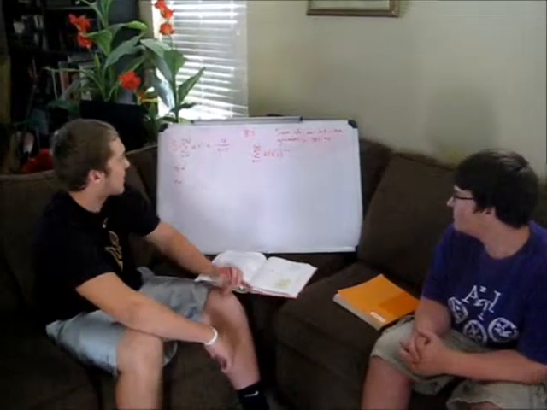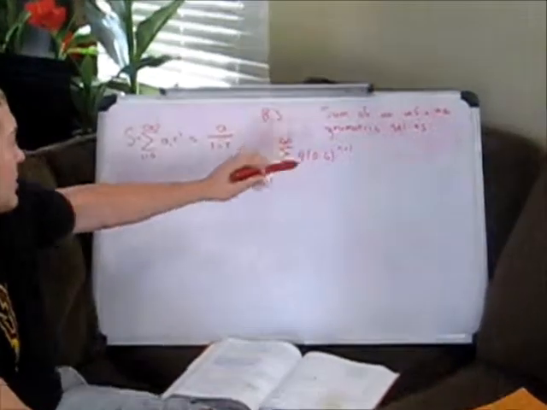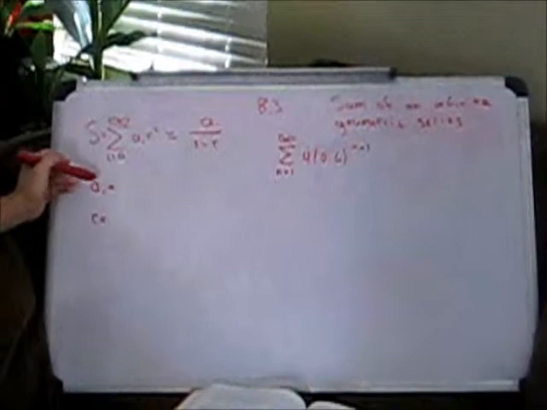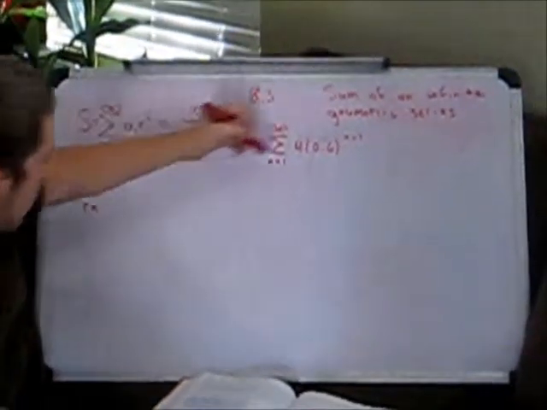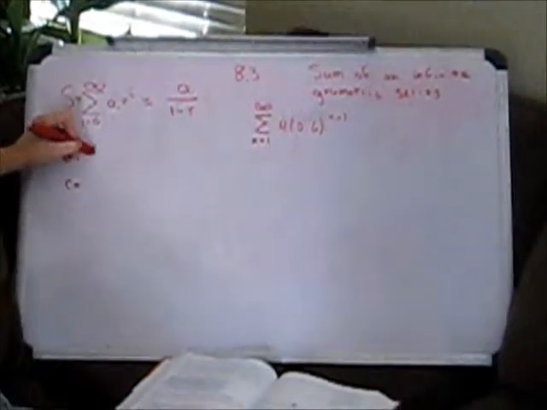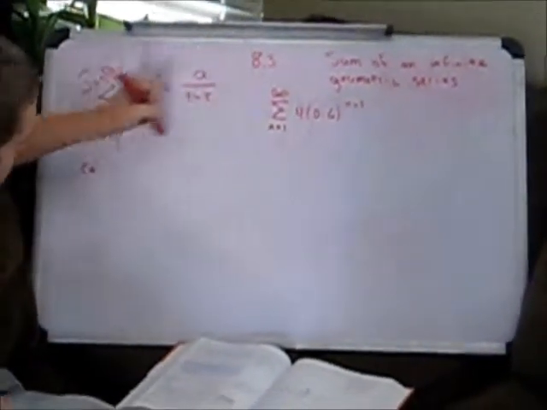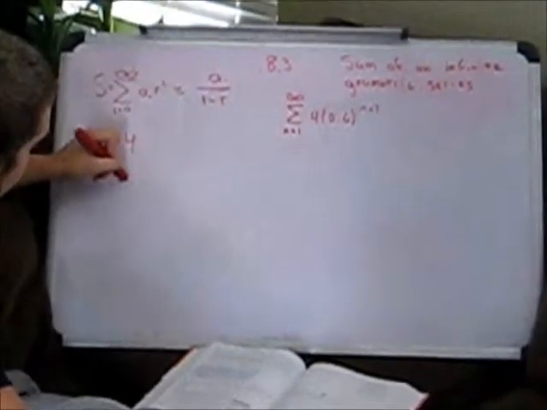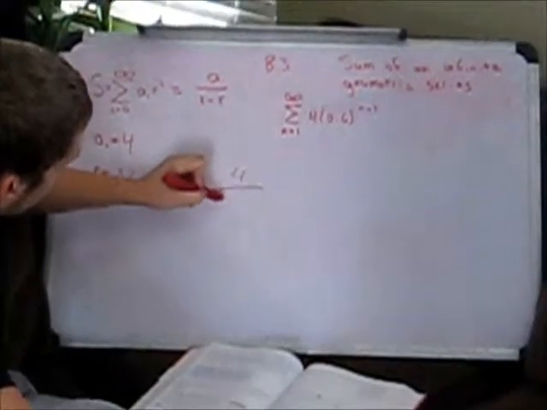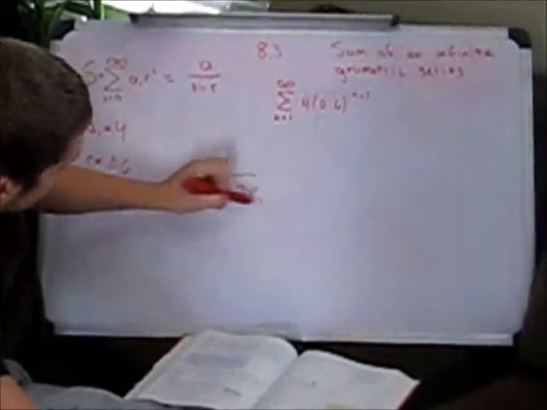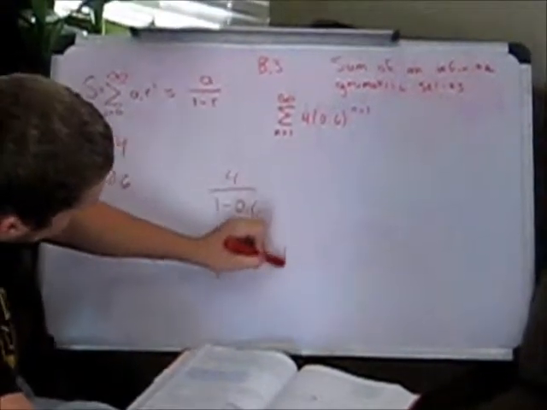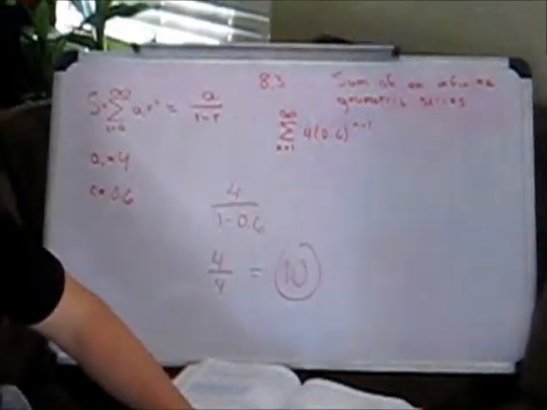Yep, but this is without a calculator. So you find the sum of an infinite geometric series. Here's the equation, and here's the problem. Here's the variables you need to find. A1 you find by plugging 1 in for n. This makes it 0 power, which is just 1 times 4 is 4. And then to find r, you just find it right here, 0.6. Then you plug it into this equation and you get 4 over 1 minus 0.6, which is 4 over 0.4, which equals 10, and that's the answer.